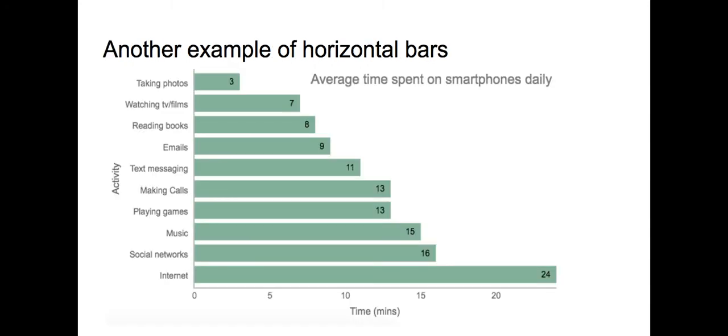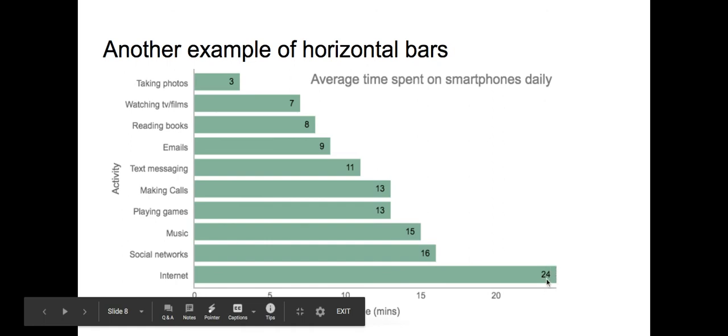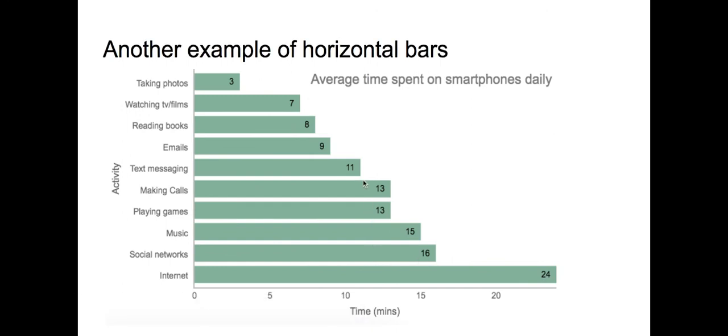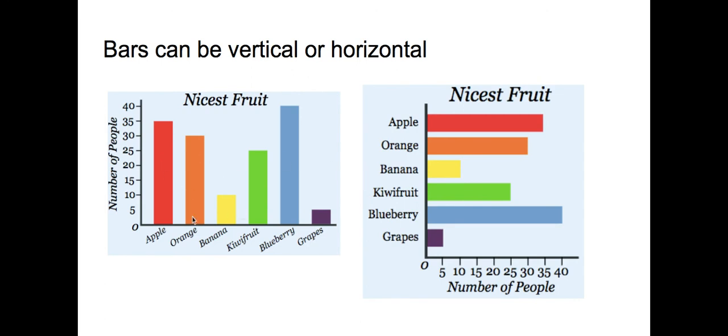And here's another example of horizontal bars. Average time people spend on smartphones each day. And you can see in this one, the number is inside at the top of the bar. And you don't usually have to do that. And you've got a space between each bar, as you do in the previous graphs. There's always a space between the bars in bar graphs.